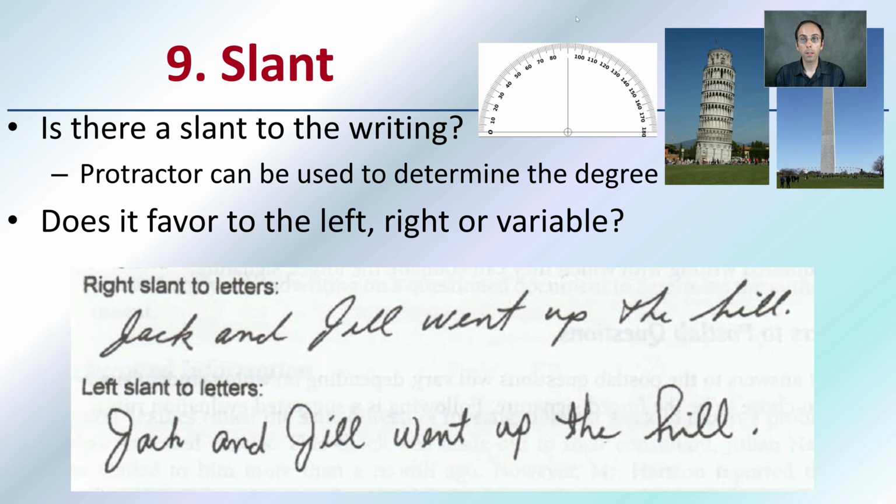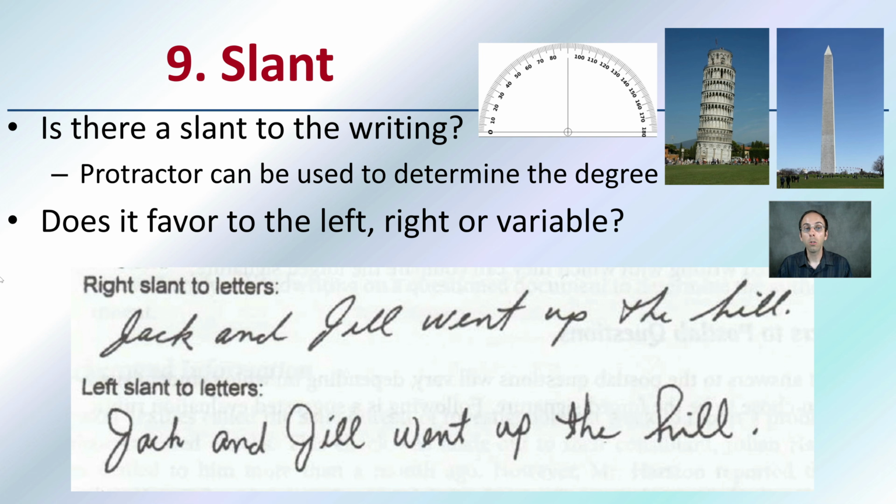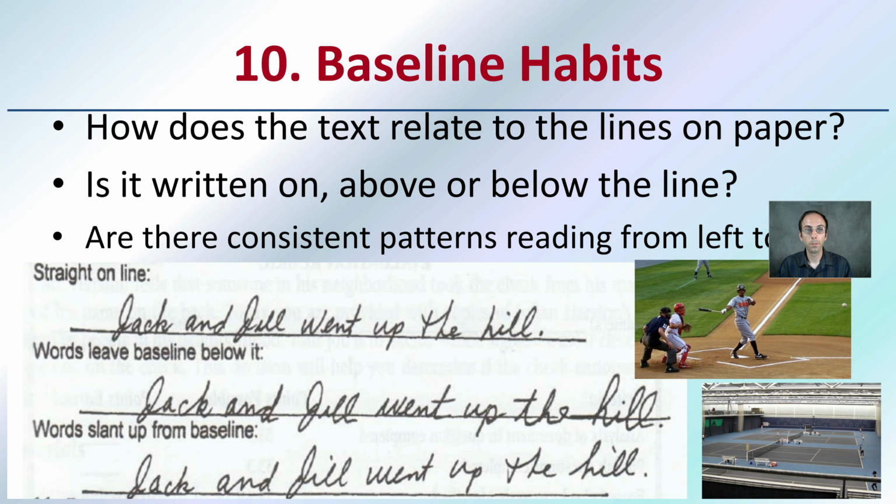There's also the slant we talked about. Is there a slant to the writing in general? You can use a protractor to determine the degree if you want to get to that level of specificity. But does it favor the left or the right, or is it variable? Again, consistencies within the writing are important.